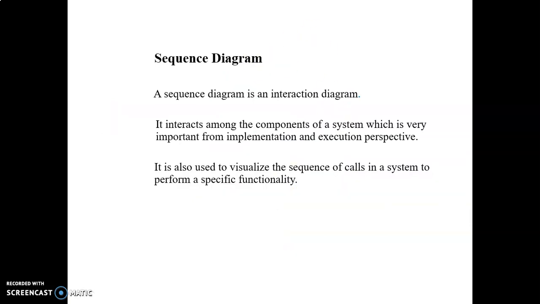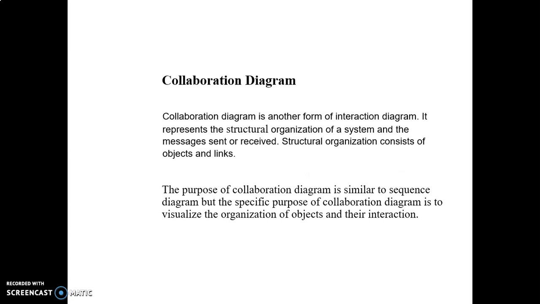Next one is the sequence diagram. A sequence diagram is an interaction diagram which shows interaction among the components of a system, which is very important from an implementation and execution perspective. It is also used to visualize the sequence of calls in a system to perform a specific functionality.